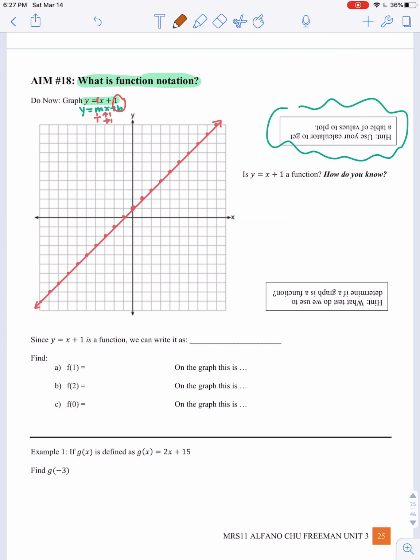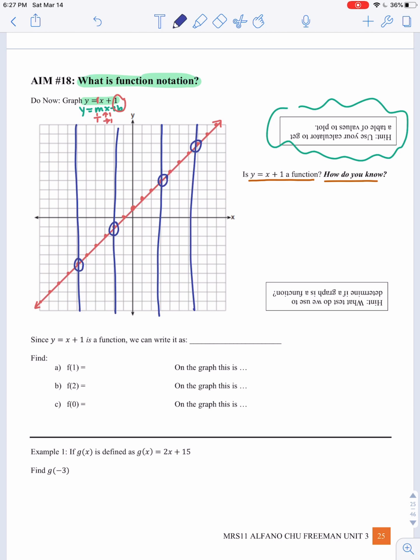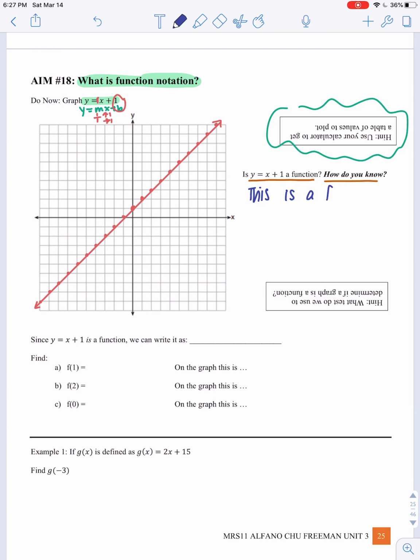Let's answer this follow-up question. Is y equals x plus 1 a function? How do you know? Remember we talked about yesterday that we know something is a function if it passes the vertical line test, which means that if I can draw a vertical line anywhere on this graph and it hits the graph at only one point, it is going to be a function. So take a look. No matter where I am drawing the vertical line, I'm hitting my line at most at one point. So I'm going to say that this is a function because it passes the vertical line test.